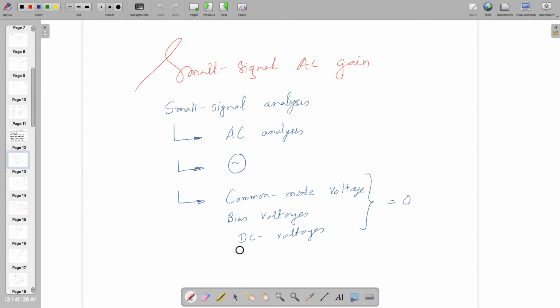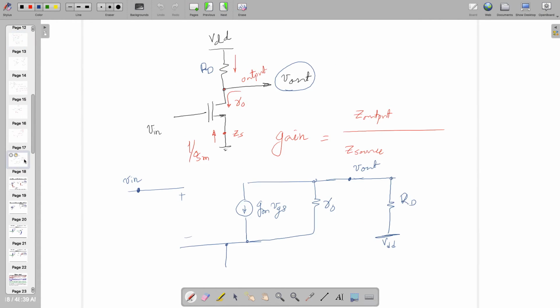In AC analysis, all DC potential will go to zero. All common mode voltage, all DC potential will go to zero, because we are doing only AC analysis, and at the time we are going to apply only AC signals. So this VDD is going to be connected to zero, but this is known as AC ground. It's not all-time ground, it's AC ground, right? And this is going to happen, right?